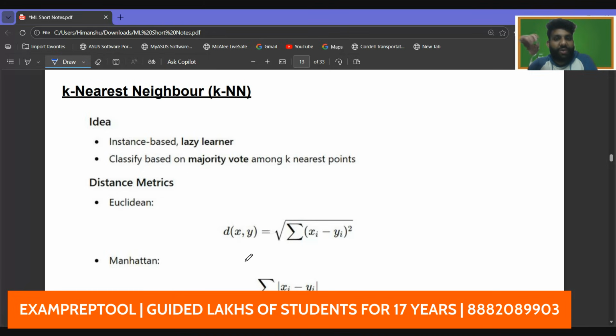Now, to determine the similarity, I'm saying that okay, this actually matches a lot with this particular one. How do I determine that similarity? It's nothing but we use a distance metric. Similarity is nothing but inversely proportional to distance. The more the similarity, the lesser would be the distance.